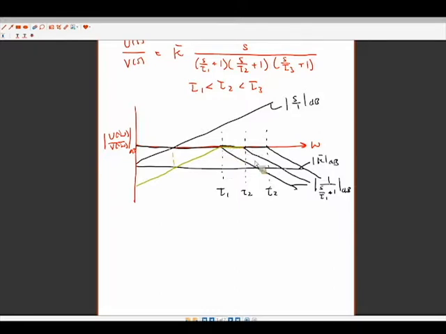Once I get to the second pole, it's going to now break down at negative 20, and then I get to the third pole, and now it's going to break down at negative 40 dB per decade. So without putting in numbers, this is the general shape of what the frequency response of this speaker will be. Right.